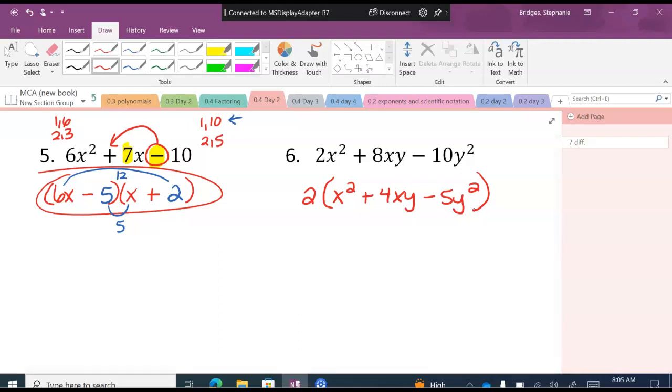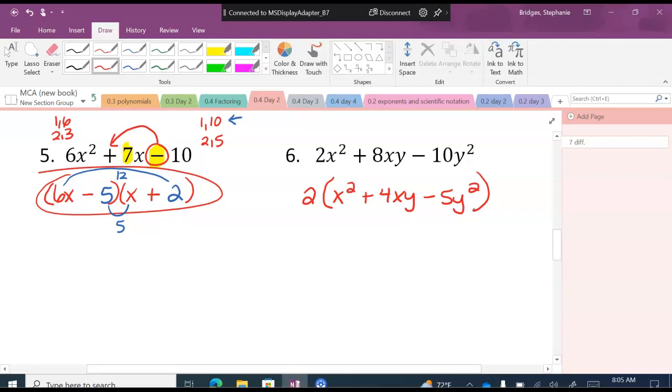When I factor out that 2, look in the parentheses. Is that more like today's stuff or yesterday's stuff? Yesterday's, right? So we don't have a number in front of our x squared. What we do have that is slightly different is we also have a y squared. That doesn't change anything other than the fact that we're going to add another variable in our problems.